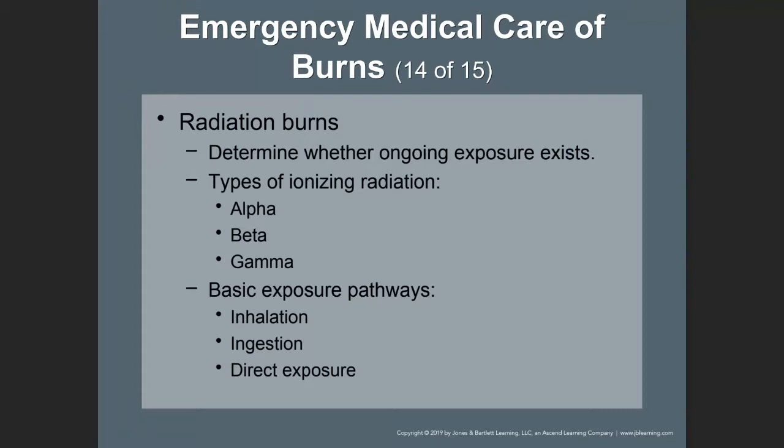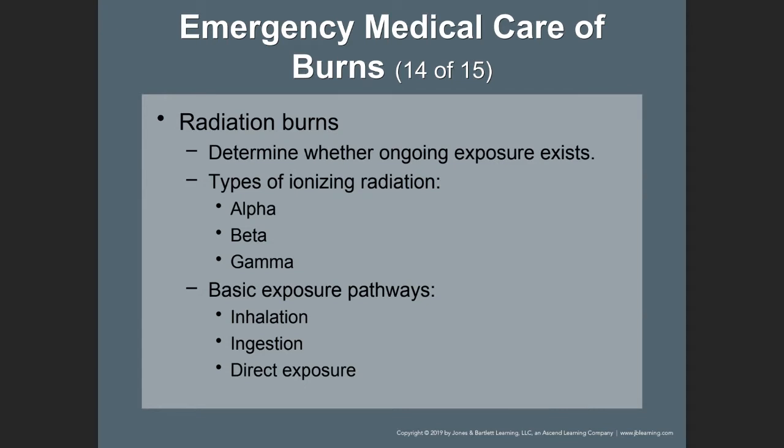For radiation burn, determine whether ongoing exposure exists. There are 3 types of radiation that you need to be familiar with: alpha, beta, and gamma. Gamma would be the most serious. The basic exposure pathways are inhalation, ingestion, and direct exposure. For a patient that is exposed to radiation, the sooner the patient vomits, the more likely that patient will die. So if they vomit early, they're not going to survive.